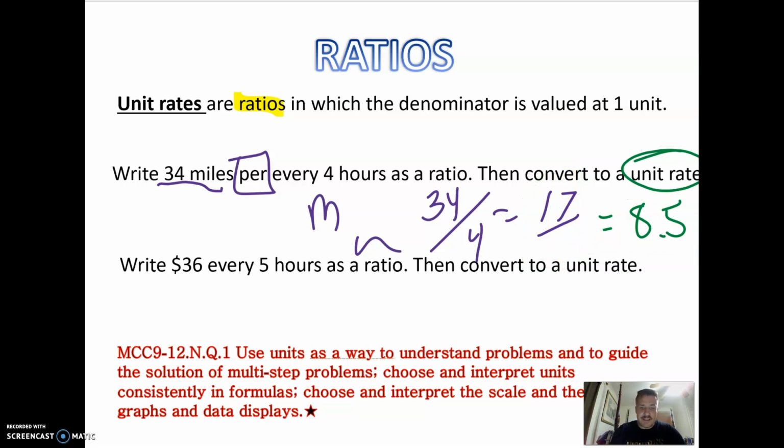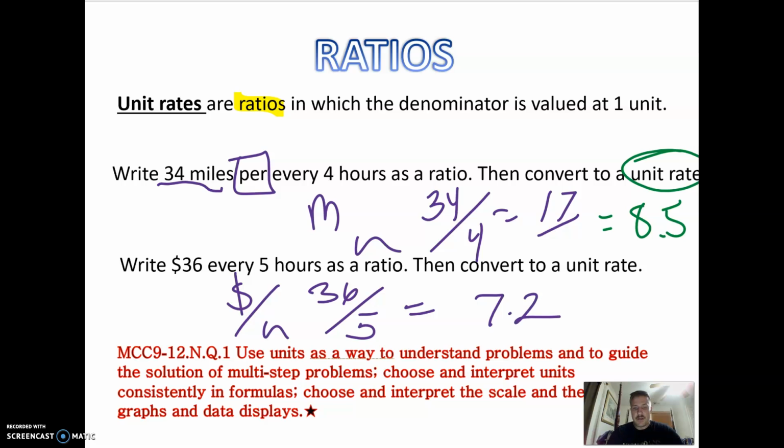So if we look at the next sentence, it says convert $36 every 5 hours into a ratio. So 36, we want to compare what? Dollars per hour. How much we get paid per hour. So it'd be 36 over 5, which, when we divide that out, we get 7.2. So the ratio would be 36 over 5, but the unit rate would be 7.2. So a ratio is a fraction. When you divide it out, it becomes the unit rate.